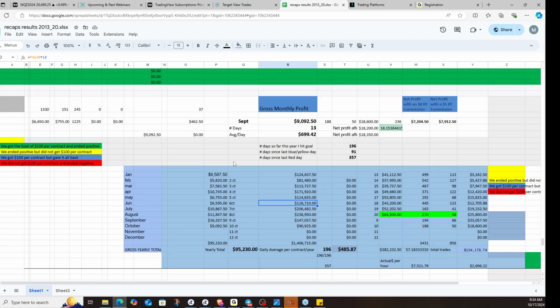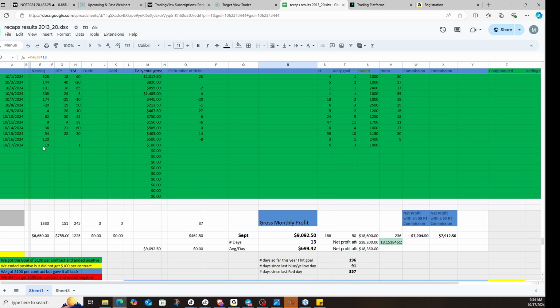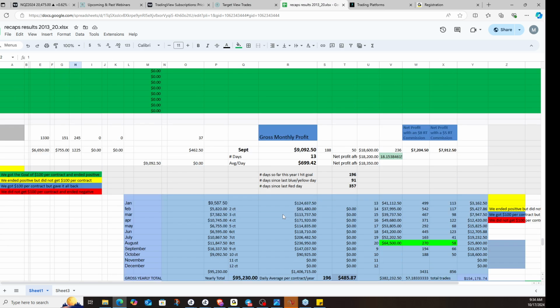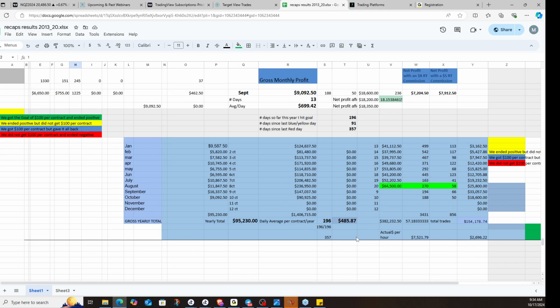So finishing out the spreadsheet here, we got the goal for the day after 5 minutes and 3 trades. We got to $100 a contract. 100 times 10 equals $1,000. We got it with 19 ticks on the NQ and 1 tick on the YM. And so on the month now, so far for the month of September, we're up $9,092 with 1 contract. Over 13 business days, averaging $699 per contract per 2-hour business day. On the year, we're now at $95,230 over 196 business days, averaging $485 per contract per 2-hour business day.